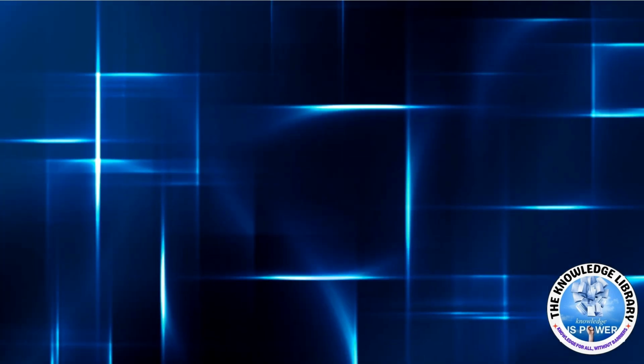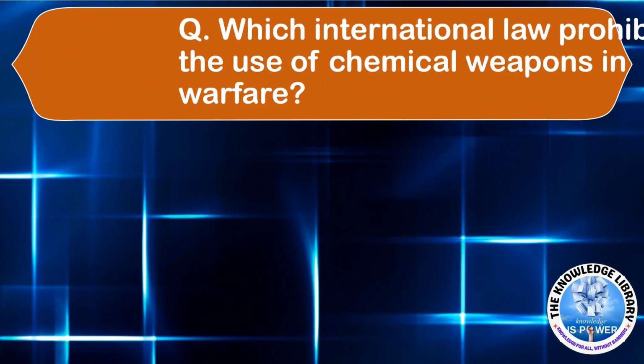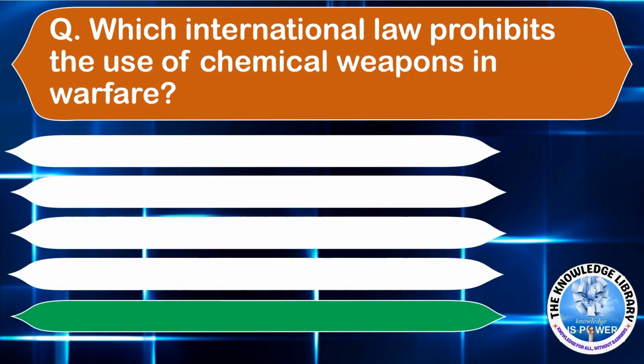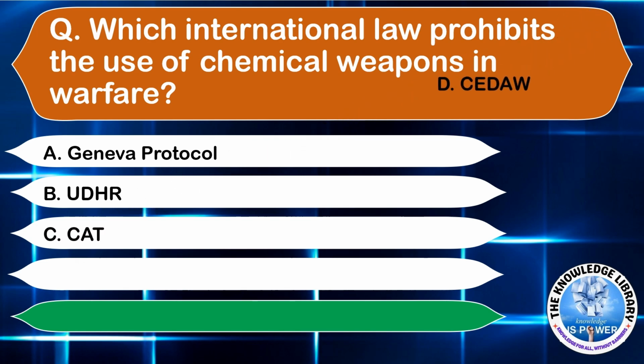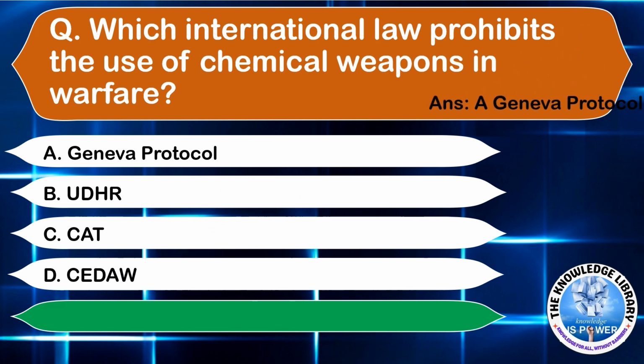Next question is, which international law prohibits the use of chemical weapons in warfare? Option A, Geneva Protocol. Option B, UDHR. Option C, CAT. Option D, CEDAW. Correct answer is option A, Geneva Protocol.